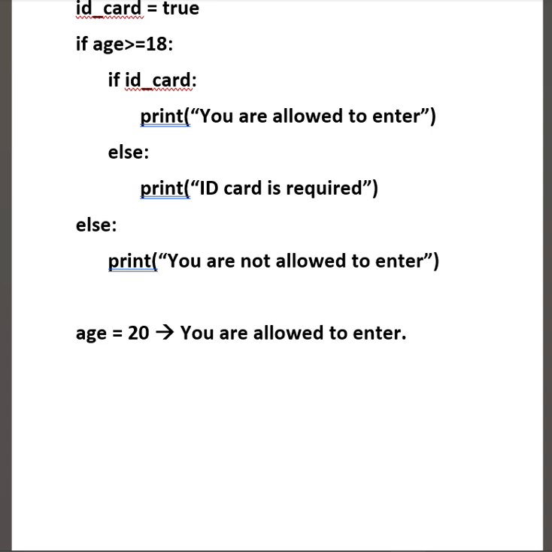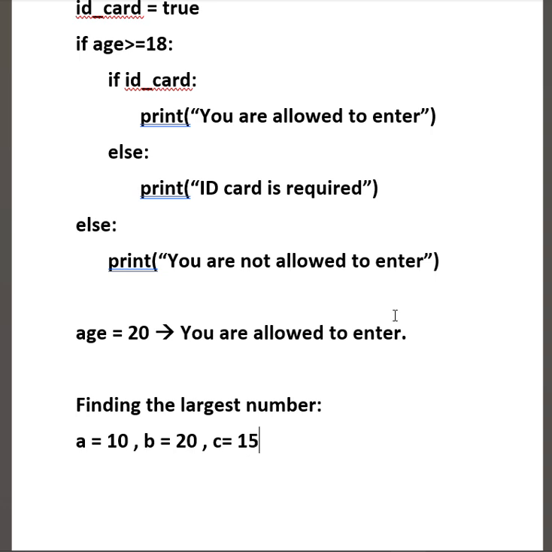Okay, and one more example I'm going to give. We need to find the largest number. I'm going to take three variables: A is equal to 10, B is equal to 20, C is equal to 15. These are the three variables I have taken. We need to find the largest number.